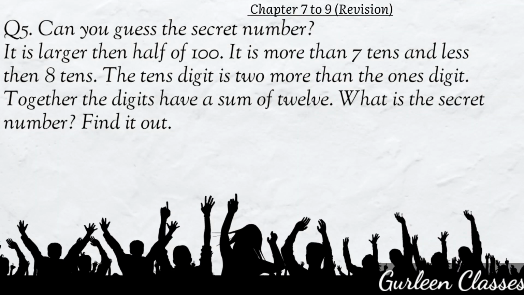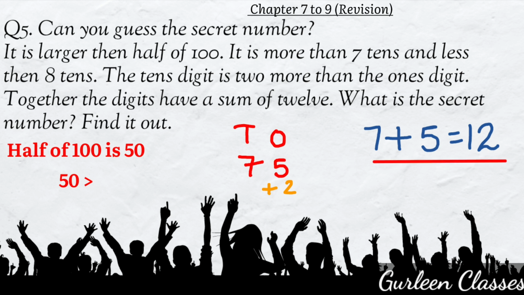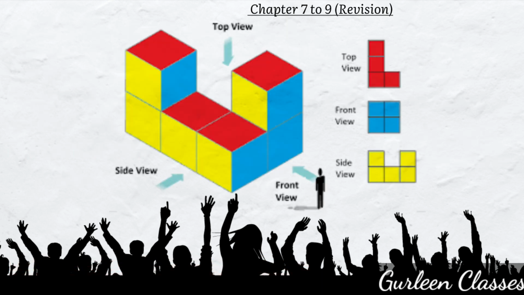Now question number 5. Can you guess the secret number? It is larger than half of 100, and it is more than 7 tenths and less than 8 tenths. The tenth digit is 2 more than the ones digit. Together, the digits have a sum of 12. So what is the secret number? The secret number is 75.